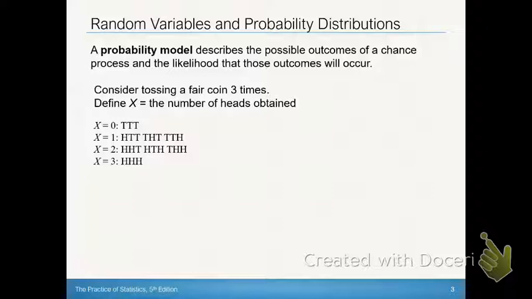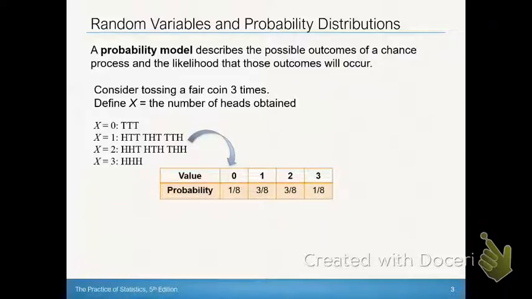So I could get 0 heads by getting tails, tails, tails. I could get 1 heads in 3 different ways, depending on whether the heads was first, in the middle, or last. I could get 2 heads, again in 3 different ways, or I could get 3 heads. Now, if I turn that into a table, I count up that there are 8 possible outcomes, and I count up how many of them correspond to 0, 1, 2, or 3 heads. That table is the probability model.